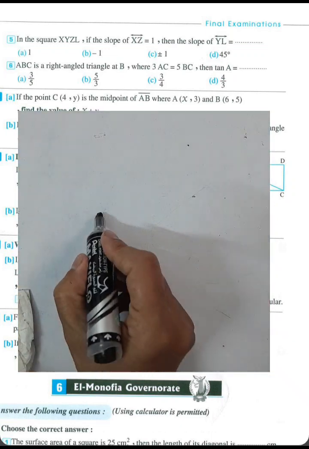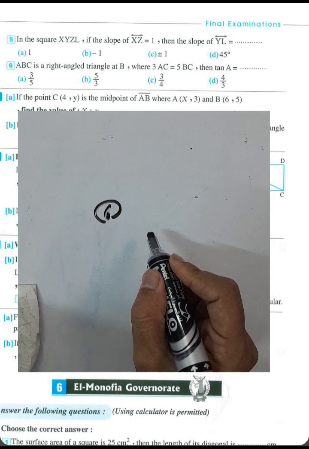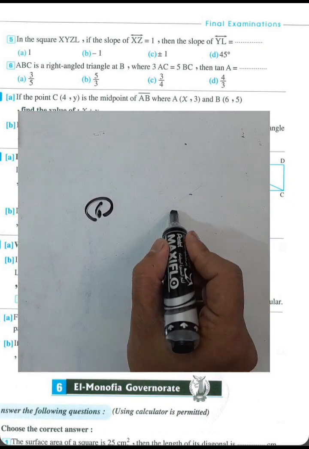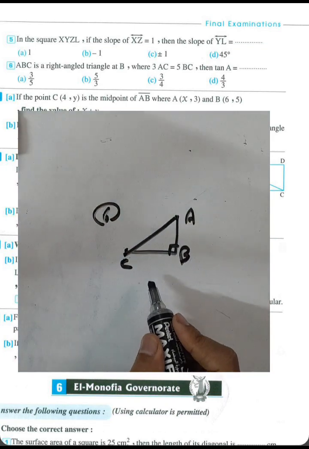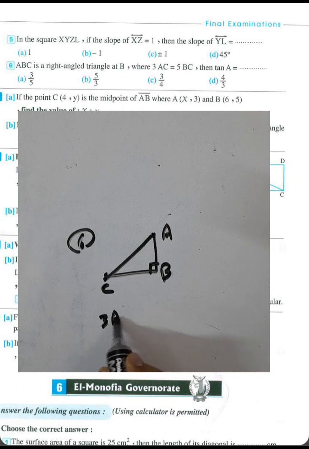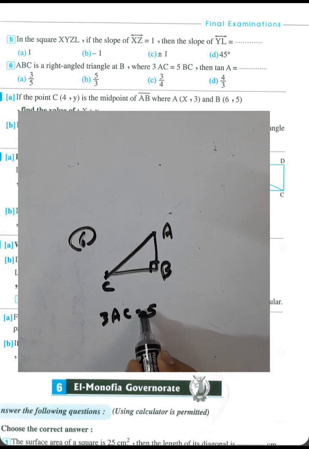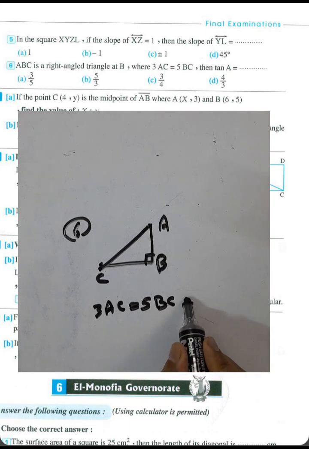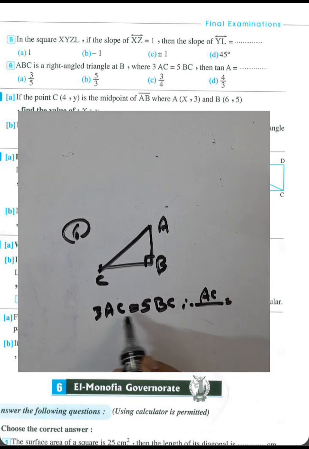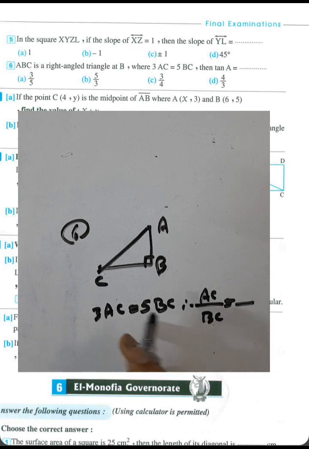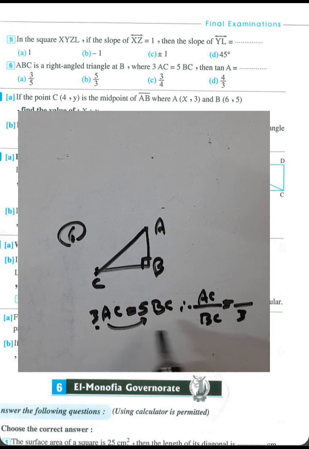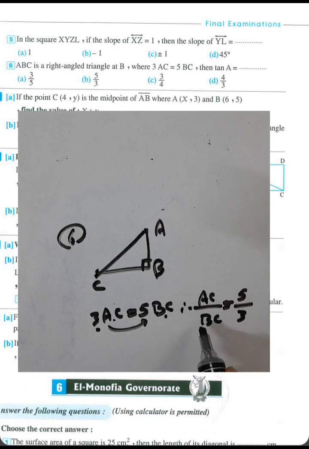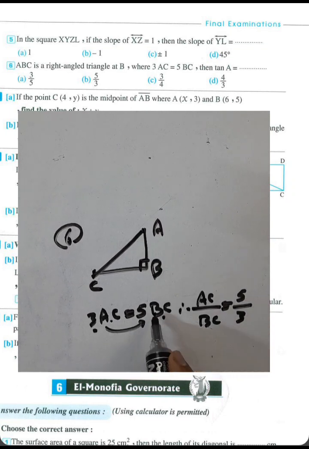Question number 6. ABC is a right angle triangle at B. We can draw a right angle triangle here at B. ABC, right angle triangle at B, and 3AC equals 5BC. We can write the ratio between AC and BC. AC multiplied by what? Multiplied by 3. Write 3 here, and AC equals 5, and BC multiplied by 5. Okay, and BC times 5 here equals 3.